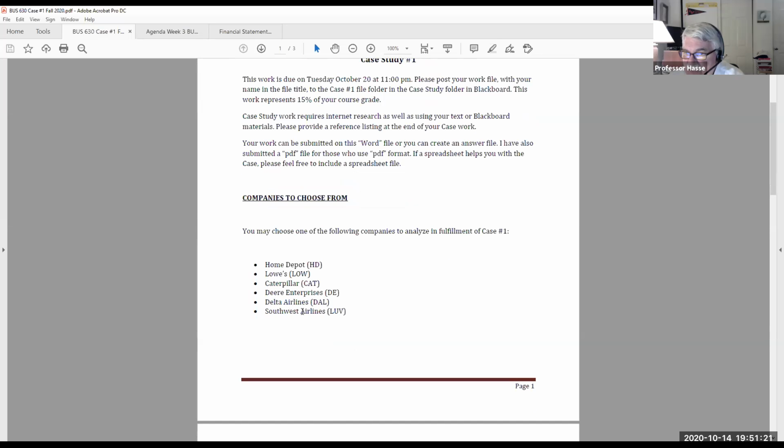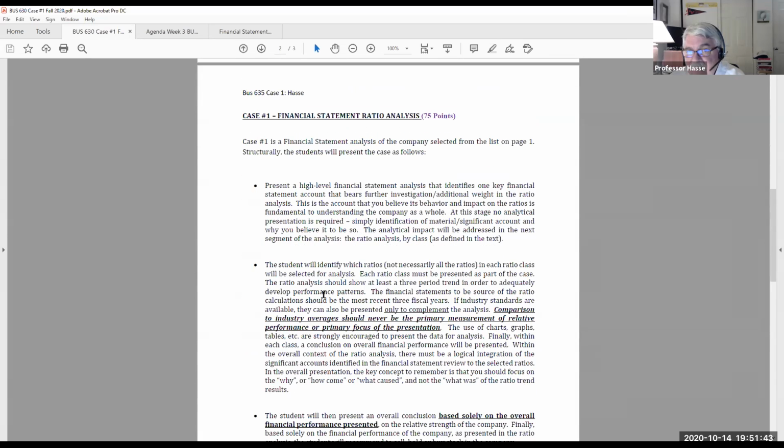Airline industry took it in the shorts this year, but that's after the pandemic. This might not be included. Same with Caterpillar and Deere. They kind of took it in the shorts. Home Depot and Lowe's have been doing very well. But that's pandemic. This is before that. Just pick one. You don't have to pick two and do a comparison. Pick one and base your analysis on this.